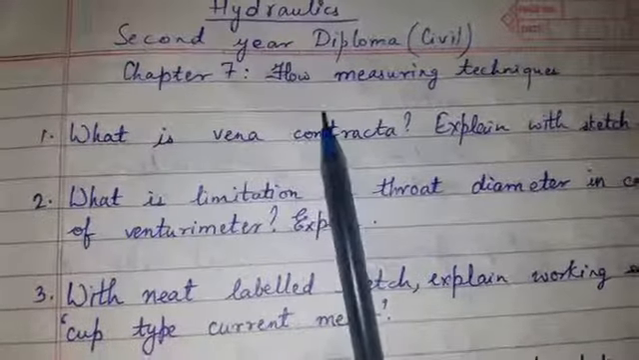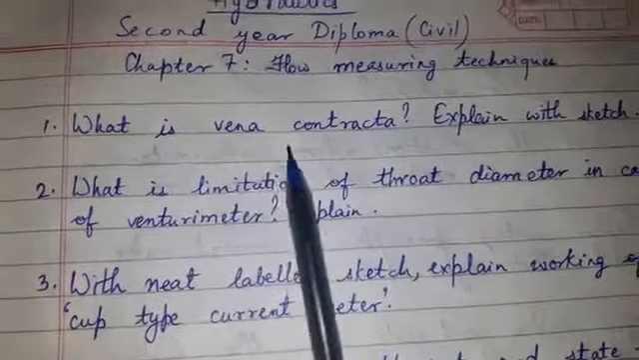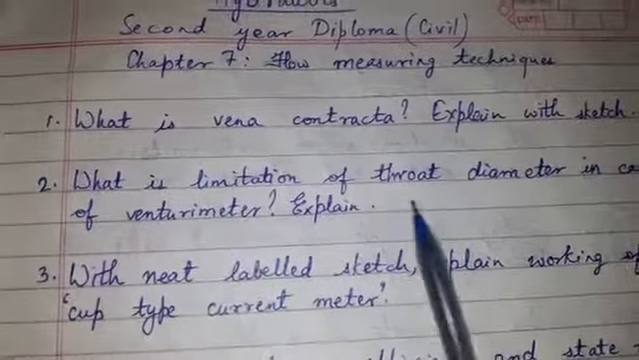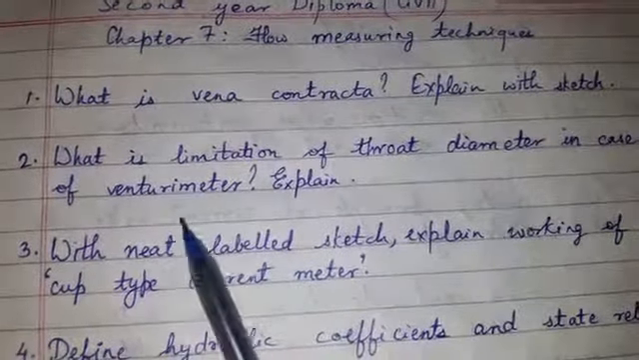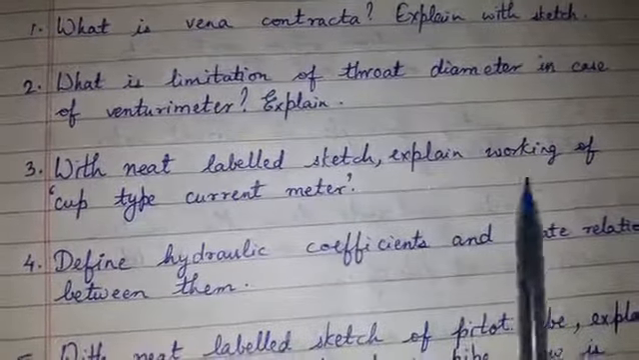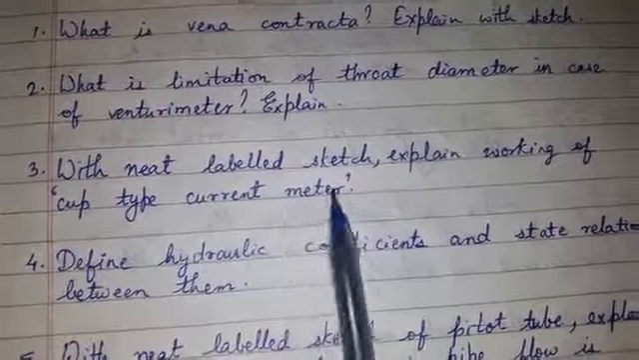Chapter number 7, flow measuring techniques. What is vena contracta? Explain with sketch. What is the limitation of throat diameter in case of venturimeter? Explain. With neat labeled sketch, explain working of cup type current meter.